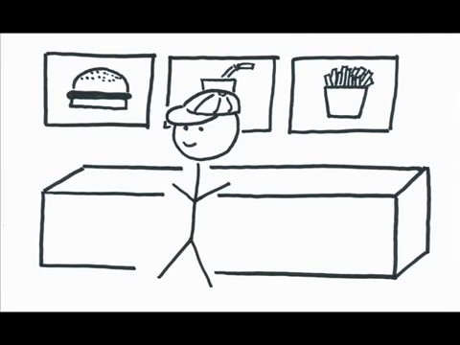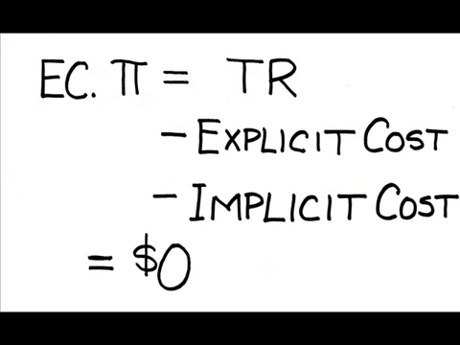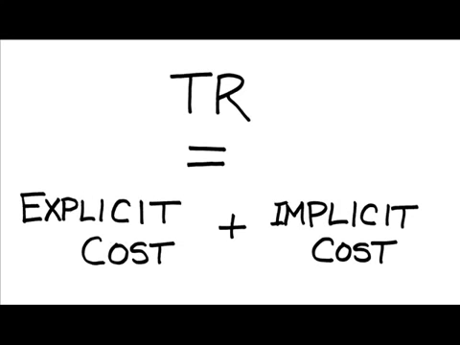One last note, zero economic profit is also known as a normal accounting profit. If you find that a business owner is making a zero economic profit, it doesn't mean that he or she earns nothing. It means that revenues are enough to cover all of your costs, even the value of the owner's time.